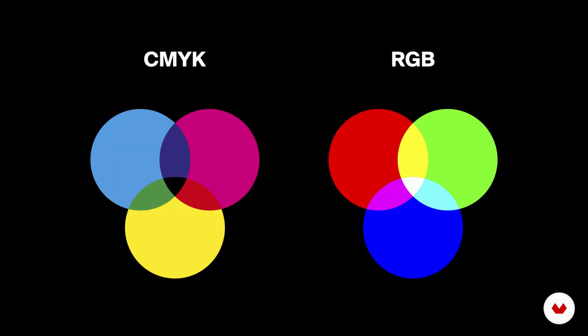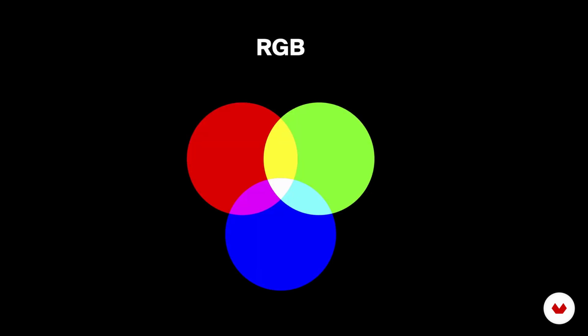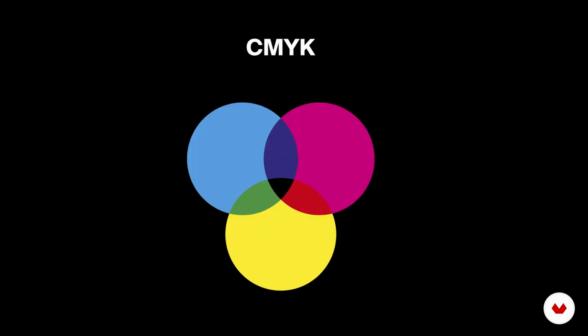We have two different color modes, the RGB and the CMYK. Both are modes for mixing color and design. The RGB color is the color mode that stands for red, green, and blue, and it's the best for digital work. The CMYK is the color mode that stands for cyan, magenta, yellow, and black, and it's mostly used for print.